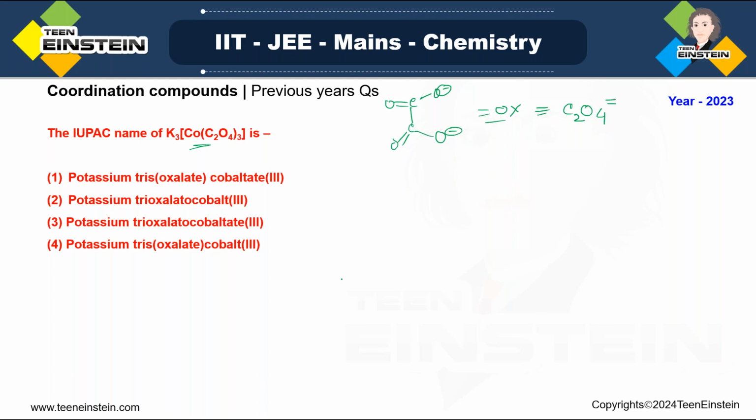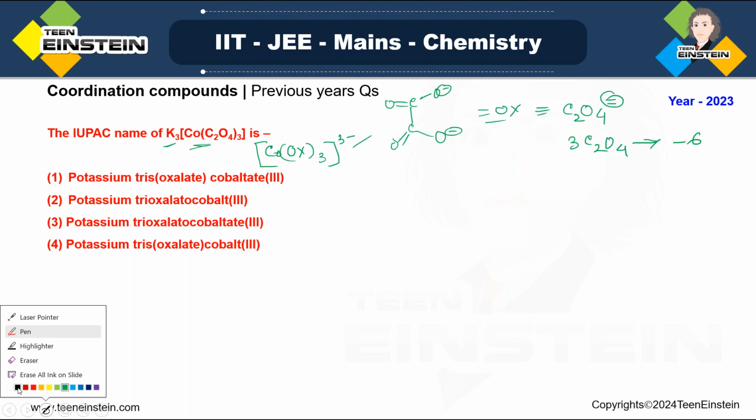Fine. So C2O4 2 negative, and you have total 3 oxalate like this, Co(ox)3 K3. That means if you remove K3, there will be total 3 negative charge. Now 3 negative charge, and for each oxalate it is -2 charge. That means when it is 3 C2O4, total negative charge will be -6. So -6 outside 3 minus. So the oxidation state of cobalt must be +3.